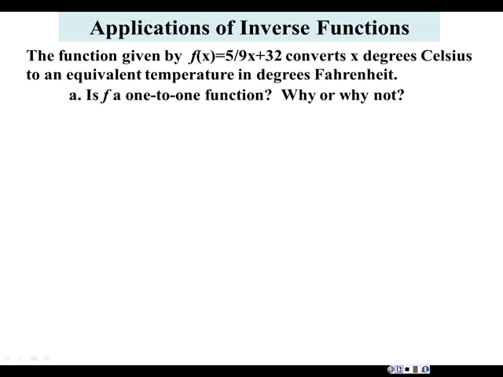Alright, so here is an application of the inverse function. Let's say we have a function which converts x degrees Celsius to an equivalent temperature in Fahrenheit. Now, is it a one-to-one function? Why or why not? How to answer that question? So far, what do you know about one-to-one functions? When you have a graph, you can do the horizontal line test. To do that, you first need the graph of this line.